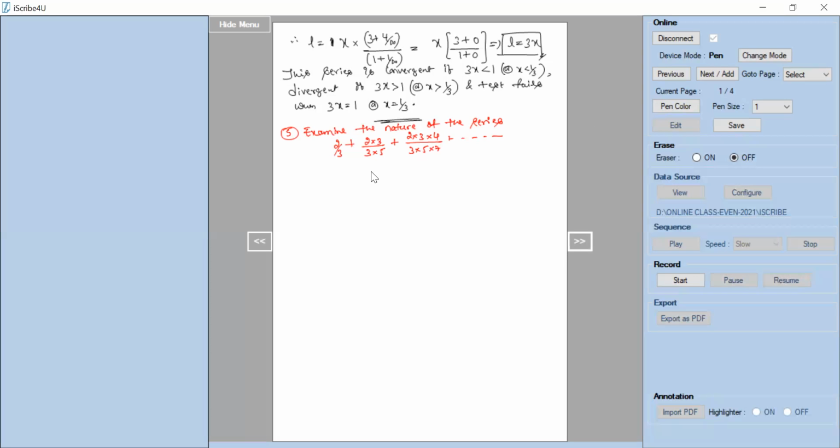While writing the nth term, you write the nth term as 2, 3, 4, 5, 6 like that up to the nth term, and for the n plus 1th term, you have to retain that nth term and write its next term. Just like the previous problem, you have to write the nth term and n plus 1th term of this. Next is, test the convergence of the series.